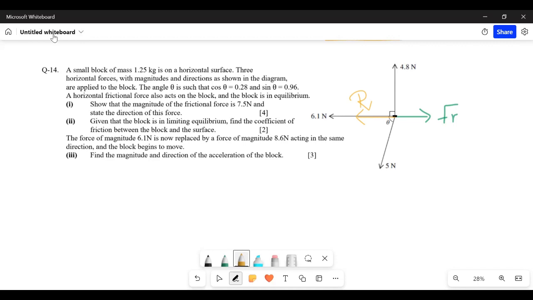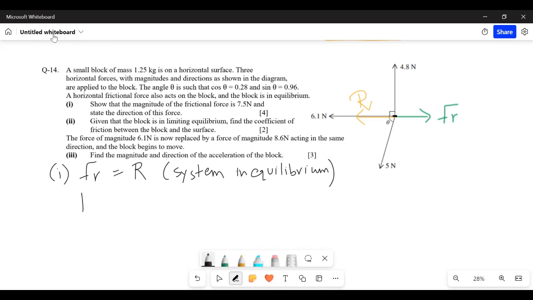Okay. So show that the magnitude of the frictional force is 7.5 Newton. तो आपने क्या show करना है कि friction is equals to the resultant of these three forces, क्योंकि the system is in equilibrium. It's not moving. That means forward or backward force एक दूसरे को balance करिए. Okay. So अब हमने R find करना है, the resultant of the three forces, जो हमें पता है. R के लिए आपको पहले Rx find करना होता है और फिर Ry find करना होता है, and then we apply Pythagoras on it.